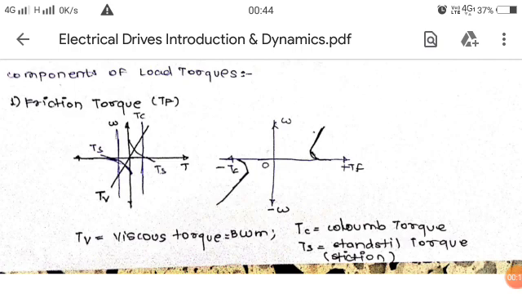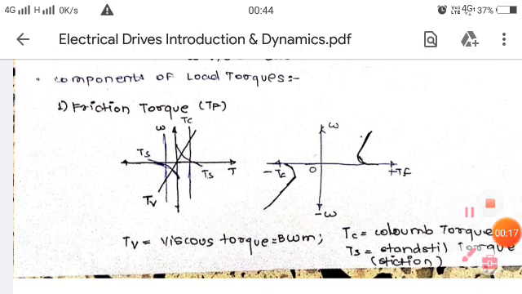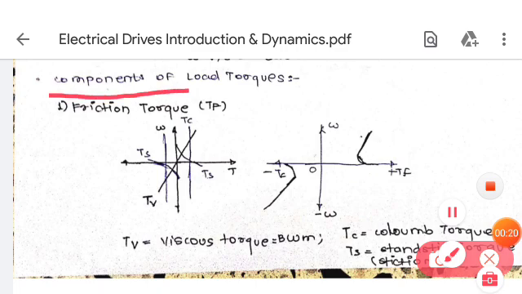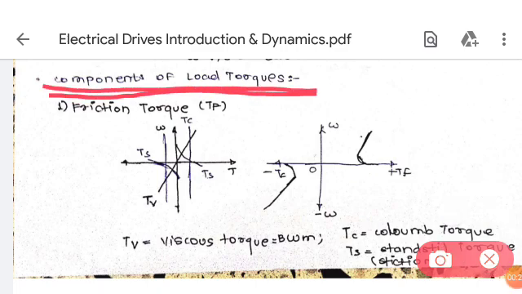Now going to discuss components of load torque. You have studied the motor torque speed characteristics of different motors: shunt motor, which is a constant speed motor, series motor, induction motor and all that. Just like motors, loads also have their characteristics. So it is torque speed characteristic obviously.